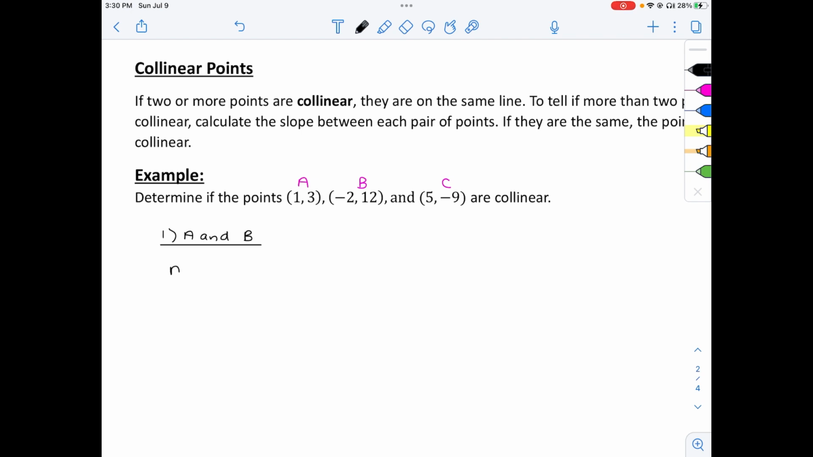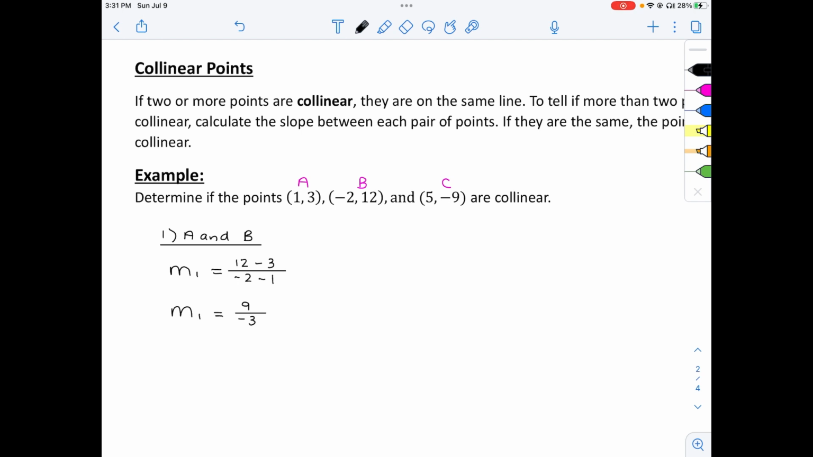So my slope, I'm going to write this as M1, to indicate that it's my first slope, and then I'll call the next one M2. So I'm going to do y2 minus y1. Again, it doesn't matter which one is point 1, which one's point 2, but I'll use B as my point 2. So I'll have 12 subtract 3, and then I'm going to divide that by -2 subtract 1. Now I'm just simplifying, so my slope is going to be 12 minus 3 is 9. On the bottom, -2 subtract 1 is -3.